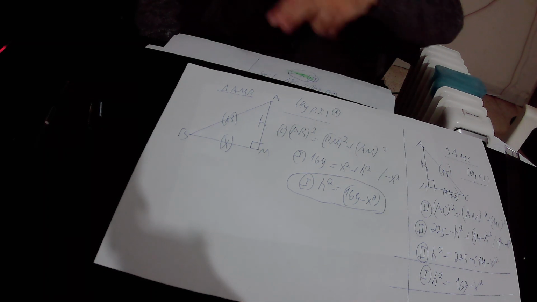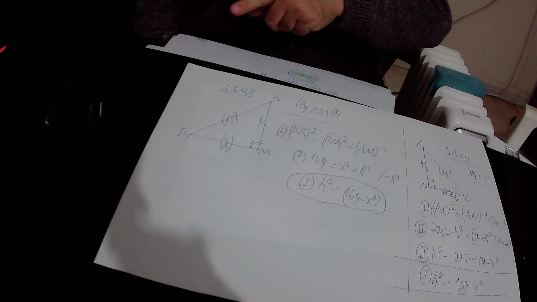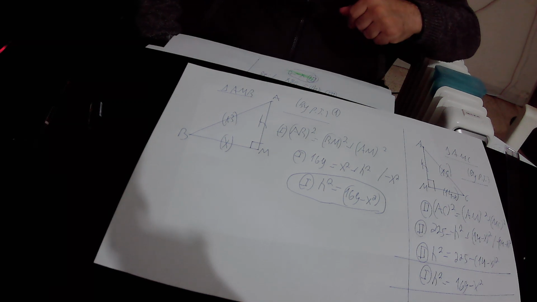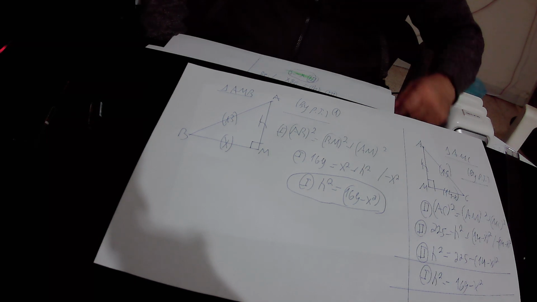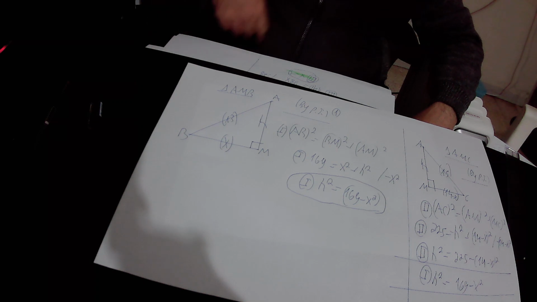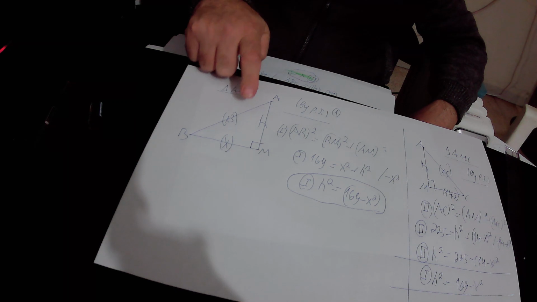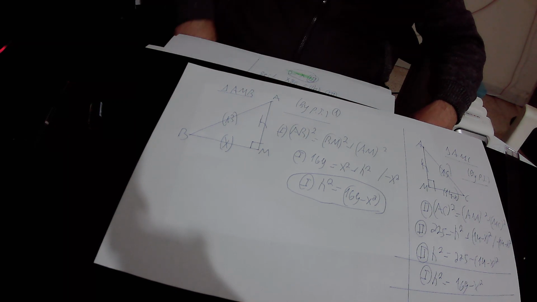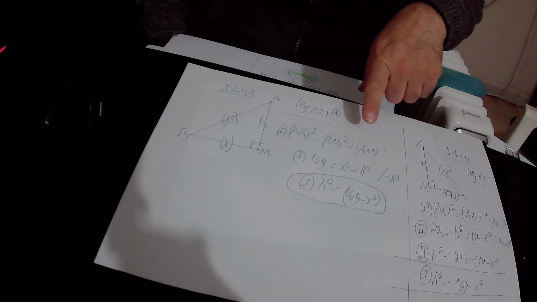So here PT is the version from Pythagoras theorem. In this triangle ABM, according to the Pythagoras theorem, we get that AB squared equals BM squared plus AM squared. So AB is 13, therefore AB squared is 13 squared, that is 169, and it is equal to BM squared. BM is x, therefore BM squared is x squared, plus AM squared. AM is h, therefore AM squared is h squared. So according to equation number 1, 169 equals x squared plus h squared.